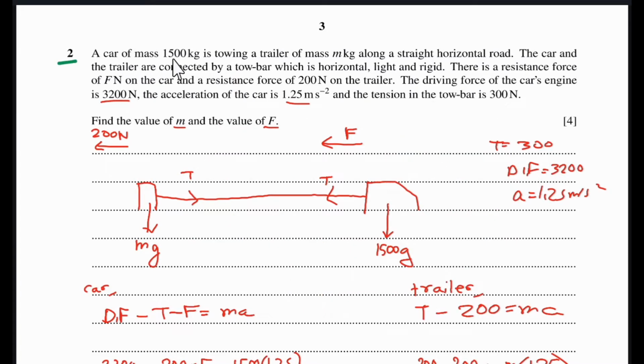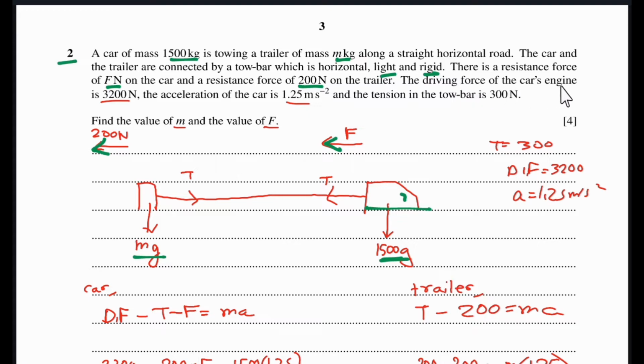2. A car of mass 1500 kg is towing a trailer of mass m kg along a straight horizontal road. This is our car and this is our trailer, that is 1500 kg and m kg. The car and the trailer are connected by a tow bar which is horizontal, light and rigid. There is a resistive force F on the car and a resistive force of 200 Newtons on the trailer.